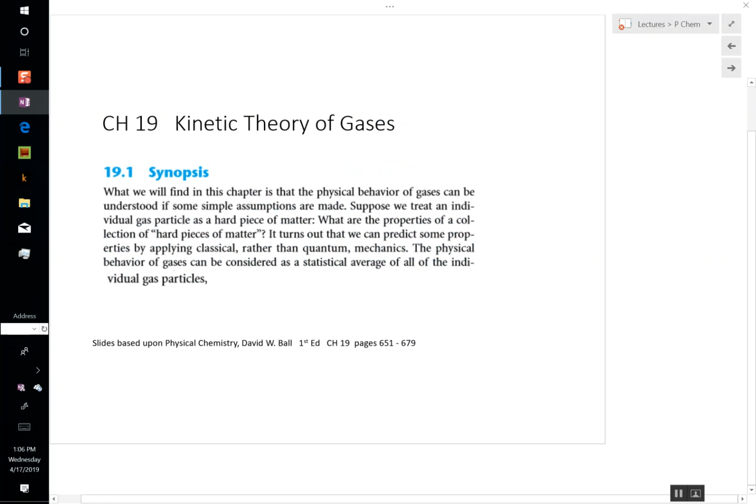Here's the beginning of the chapter, and I left this byline off, but just know that it deserves to be on most every other handout I've given you, that it's really from this. What we find in this chapter is that the physical behavior of gases can be understood if some simple assumptions are made. We're going to treat them as hard pieces of matter, solid spheres, basically. We can predict some of the properties by applying classical Newtonian concepts of how things move around, not quantum mechanics.